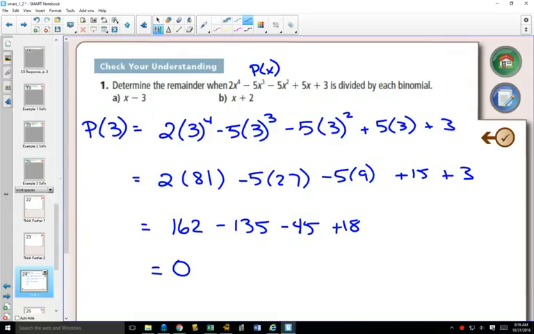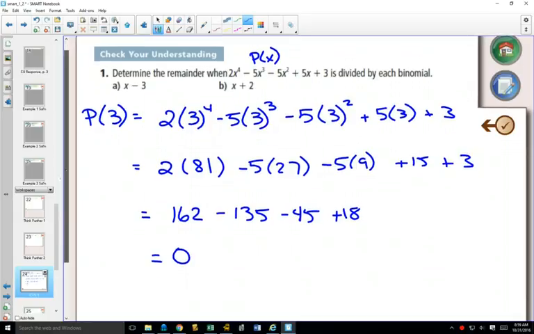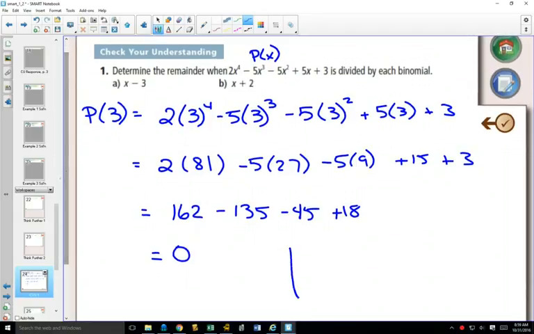What does this same thing look like in synthetic division? Well, synthetic division, you'd set up your box. You have 2, -5, -5, 5, and 3. Just a quick check to make sure that none of our powers are missing. Starting at a power of 4, and we go 3, 2, 1, 0. Okay?